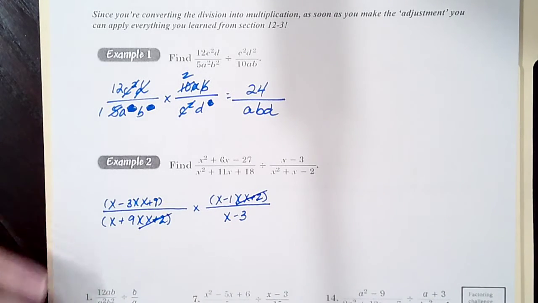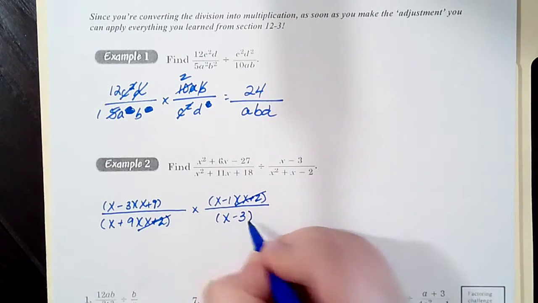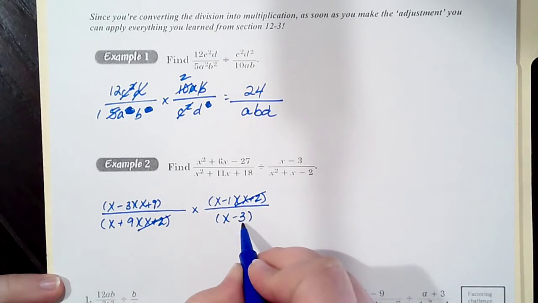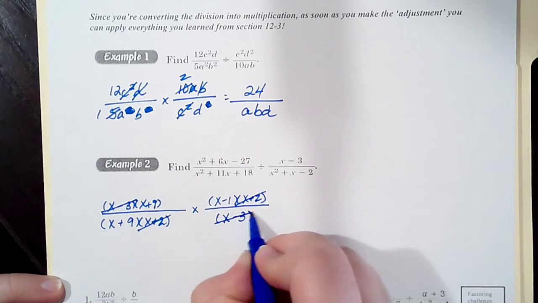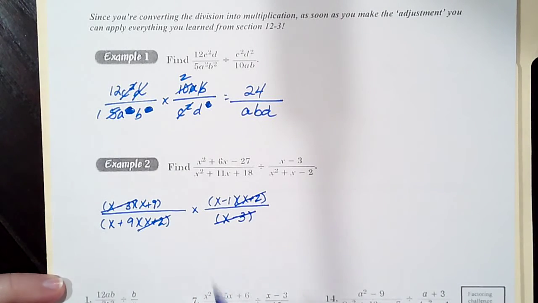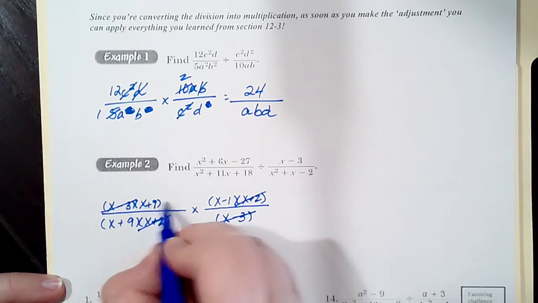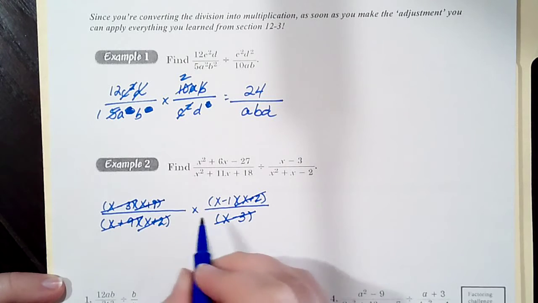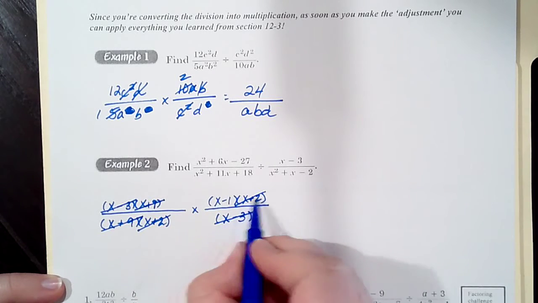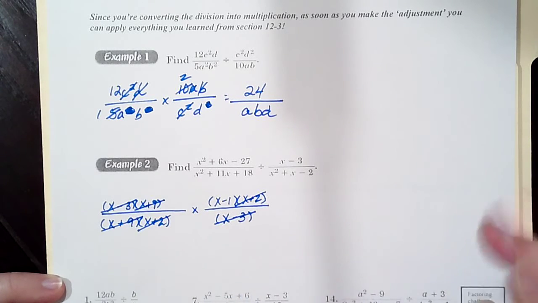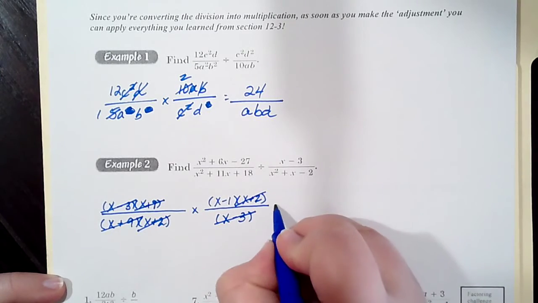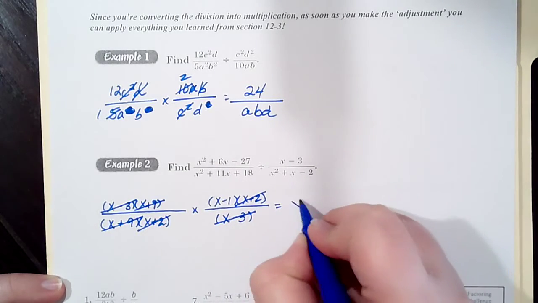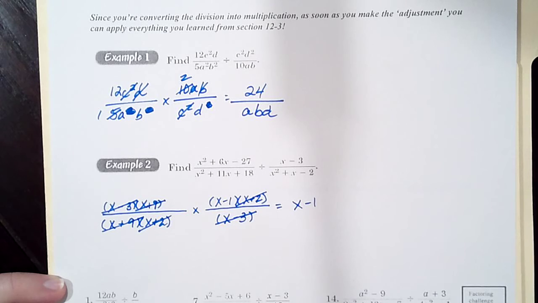So those cross-reduce to be 1. I've got an x minus 3 on the top and an x minus 3 on the bottom, so those cross reduce to be 1. I have an x plus 9 on the top and an x plus 9 on the bottom, those cross reduce to be 1. And now I am left with only an x minus 1 on top and a 1, imaginary 1 on the bottom. So when I simplify this, I get x minus 1 divided by 1, or just x minus 1.